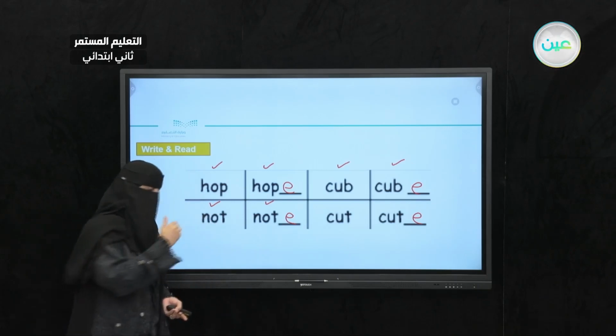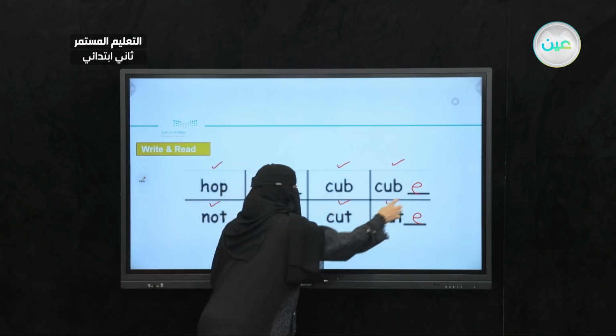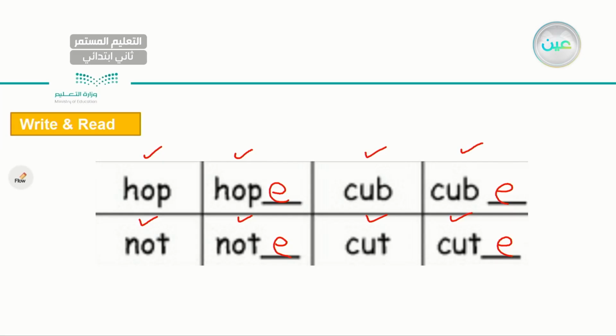Very good. Let's go to the last part. I have cut, as in cup. So try to read the other word. Cup, cube, cut, cute. Very good. So I have a short vowel and a long vowel. Very good, my dear student.